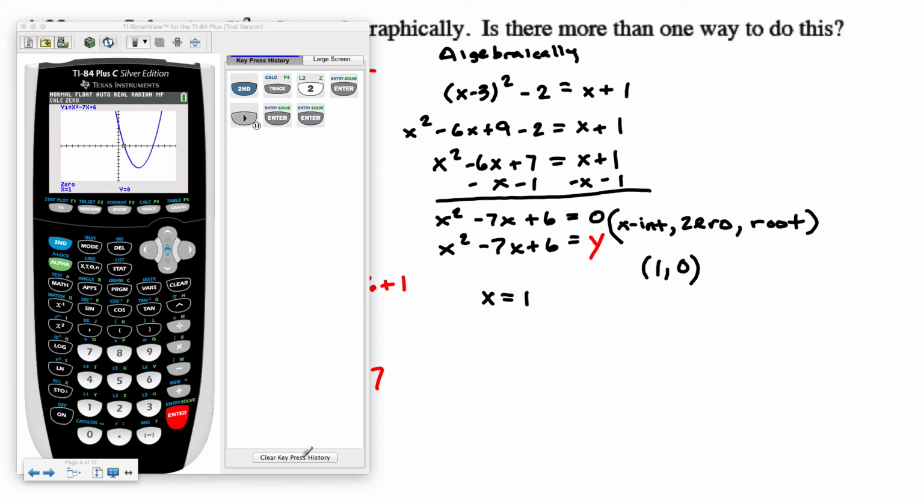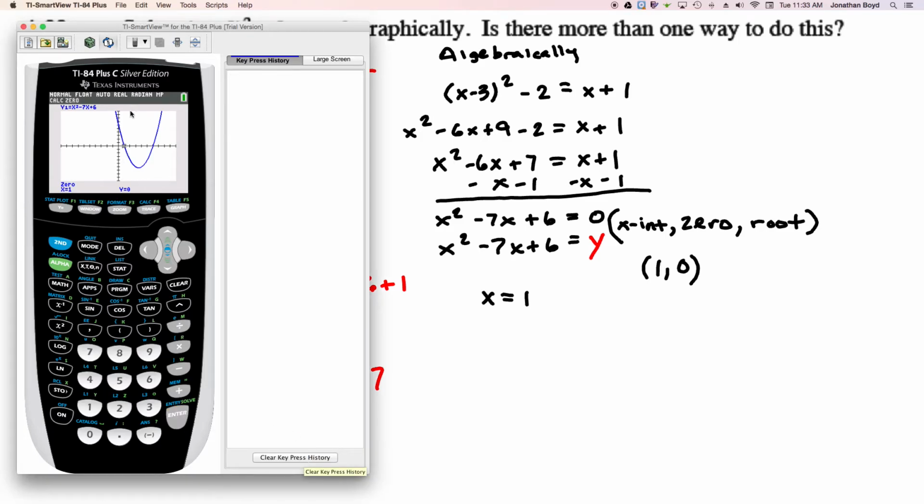I'm going to clear out my key sequence history here, and we're going to do the same thing. We're going to do second, trace, number 2. And this time though, we want to mark a left boundary, and as long as I'm to the left of this point, it's okay. I just want to make sure that I'm not also to the left of this one. So that looks like a good spot. Let's press enter. And now I need to make sure my other boundary point is to the right of this intersection point. So let's arrow over.